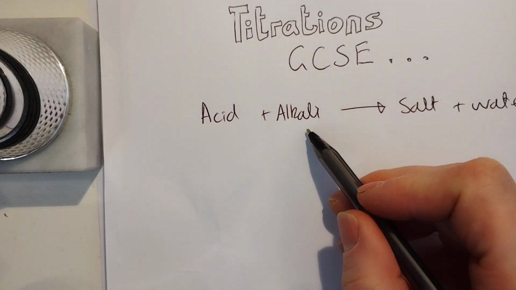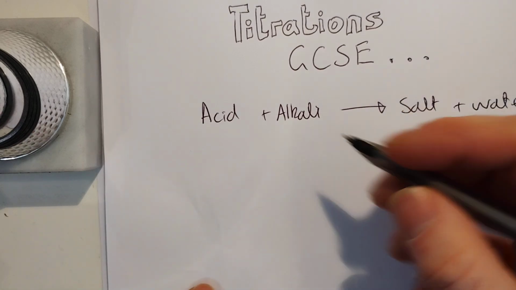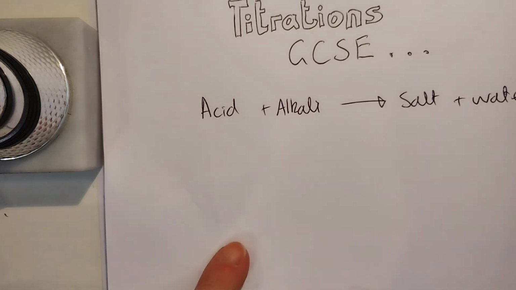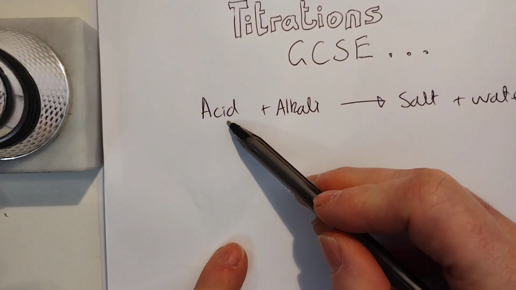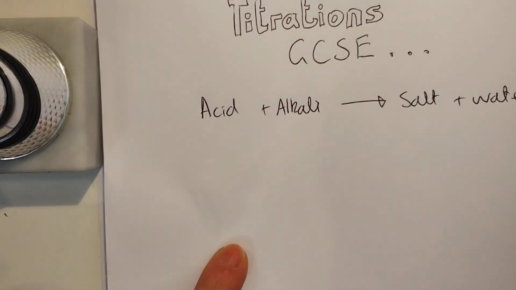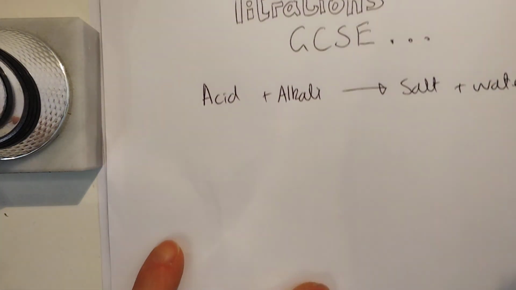When an acid and an alkali react, we can do this using some special apparatus called a burette and a pipette. If we know the concentration of the acid, we can work out the concentration of the alkali. And this is pretty much what GCSE titration calculations do. So I'm going to give you an example of this.